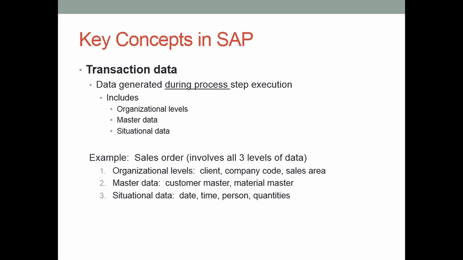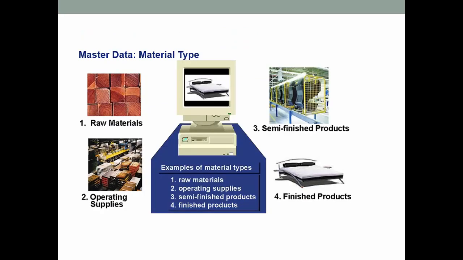Typical transactional data generated during the process step of execution. This could include things like organizational levels, master data, or situational data. And then below here we have examples of what that might look like for a sales order, for example. Organizational level might involve the client, the company code, or the sales area. The master data might involve the customer master, the material master. And situational data might be the date, the time, the person, or the quantity that got produced.